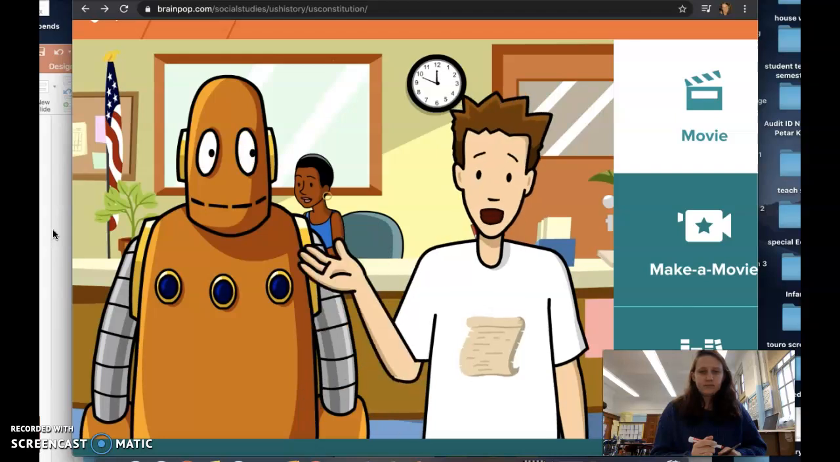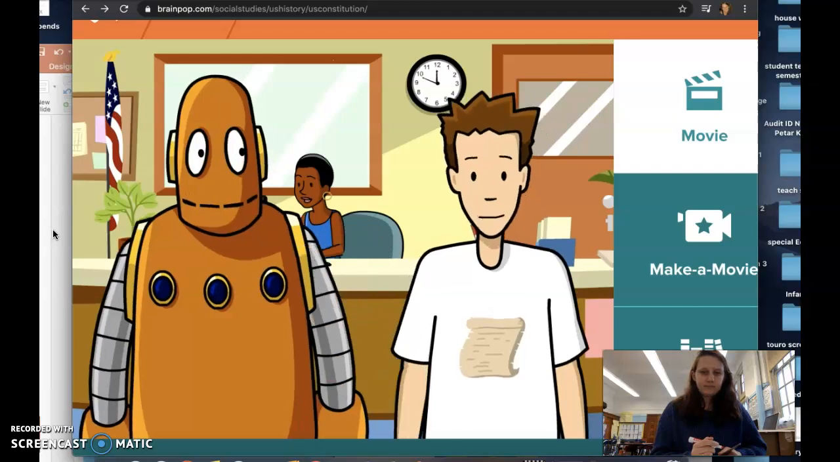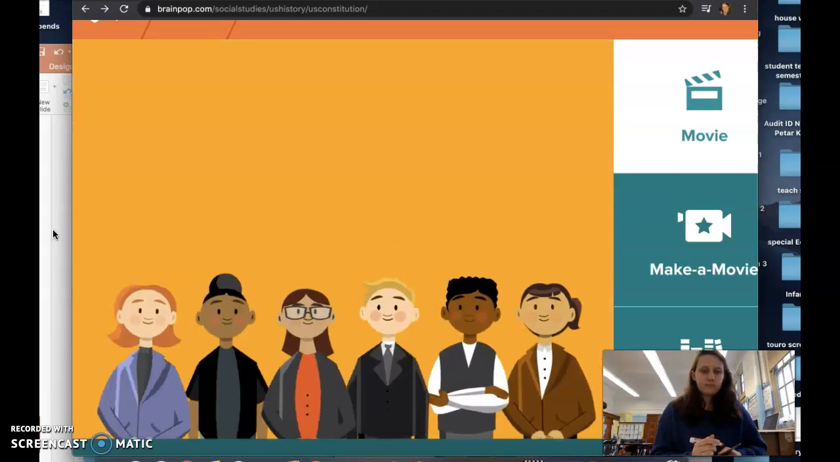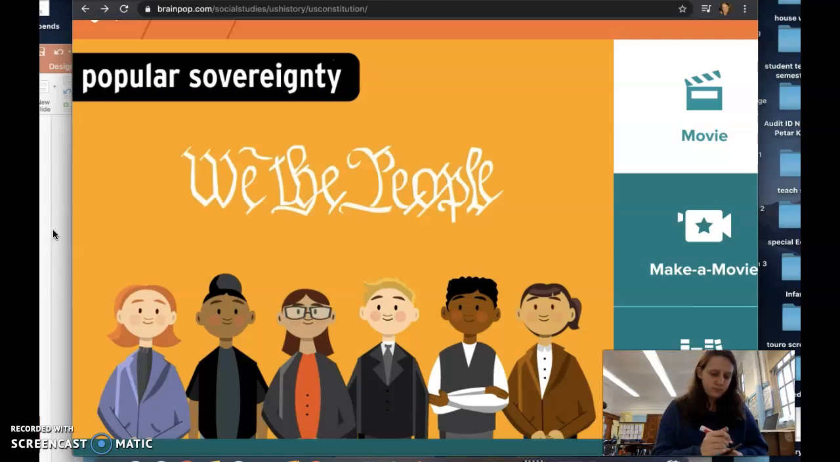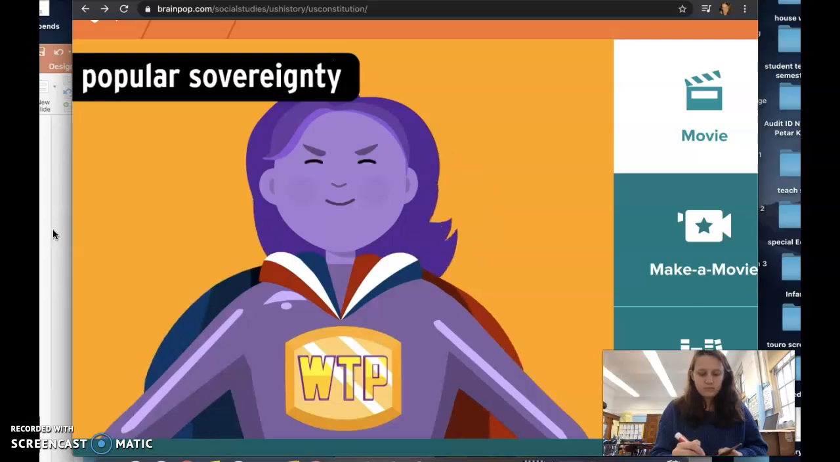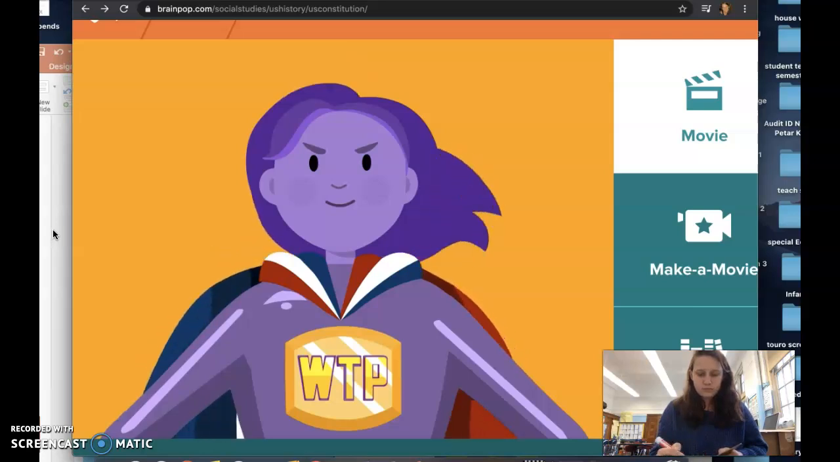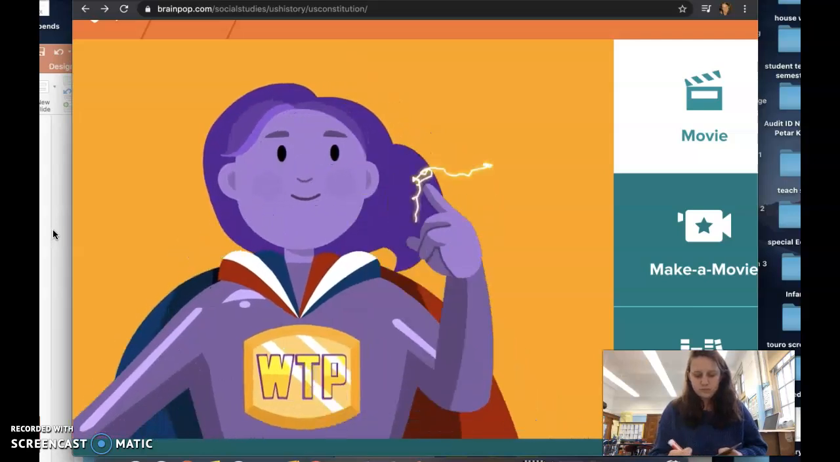Our Constitution is based on a few core principles. One is self-government, also called popular sovereignty. The preamble starts with the words, "We the people," in huge letters. The idea is that the American people are creating a government through the Constitution. The power to rule belongs to us.